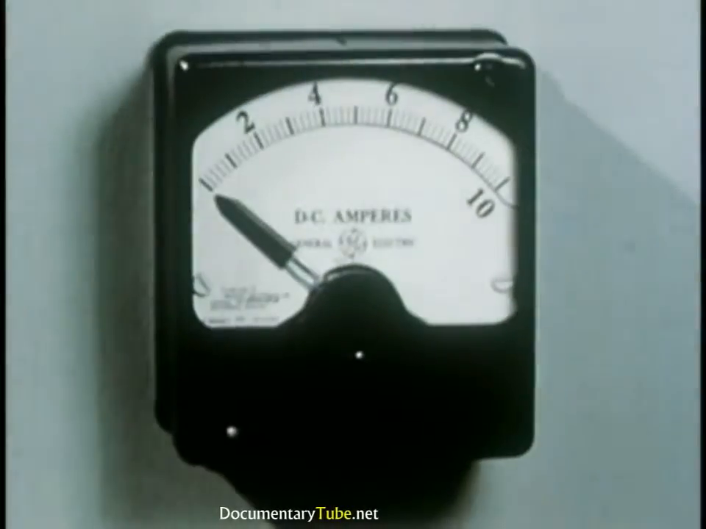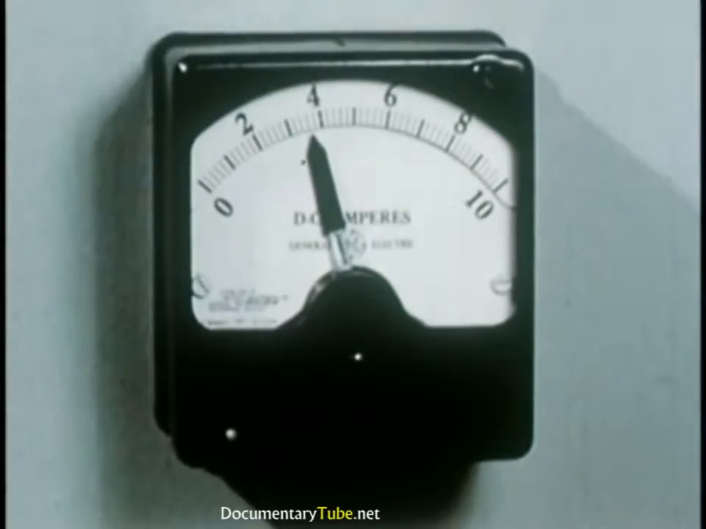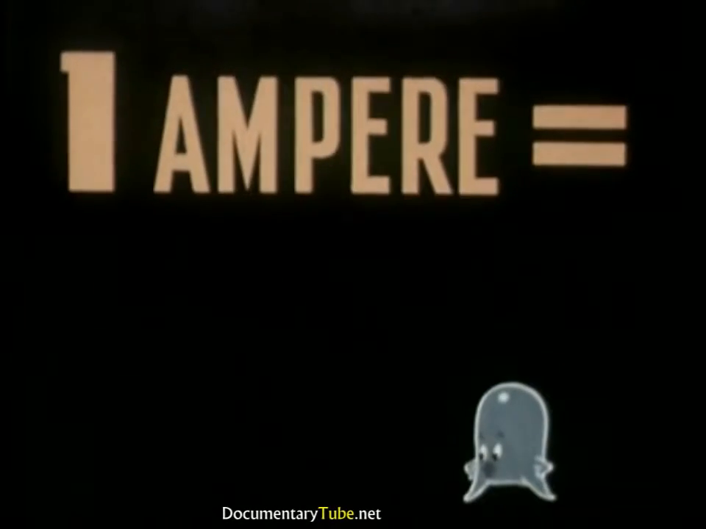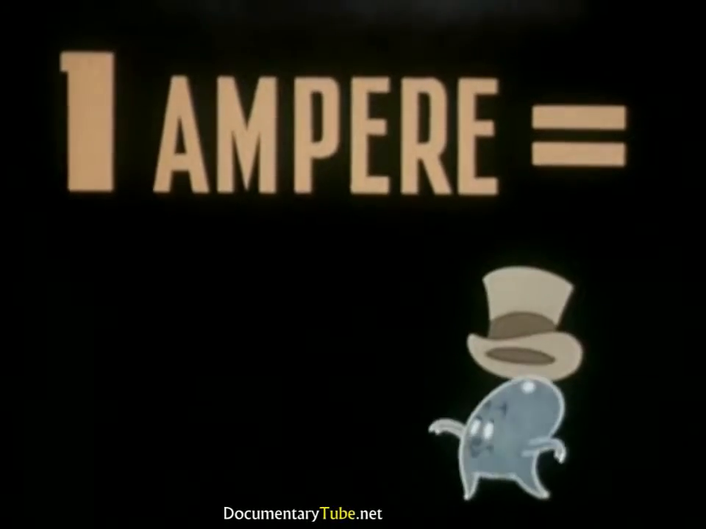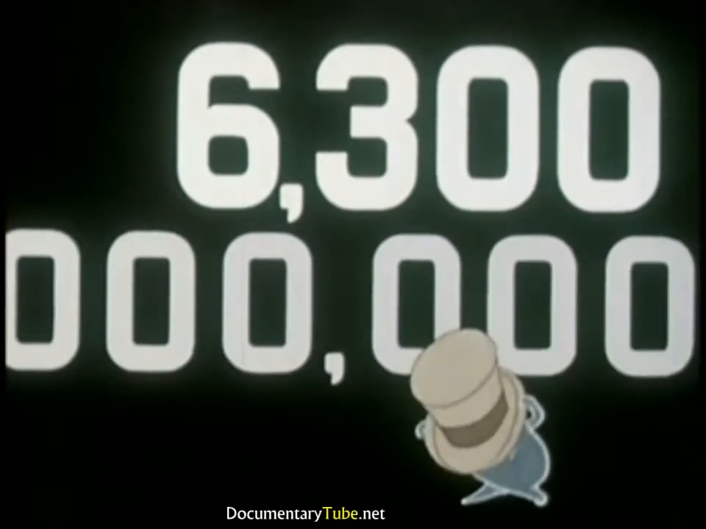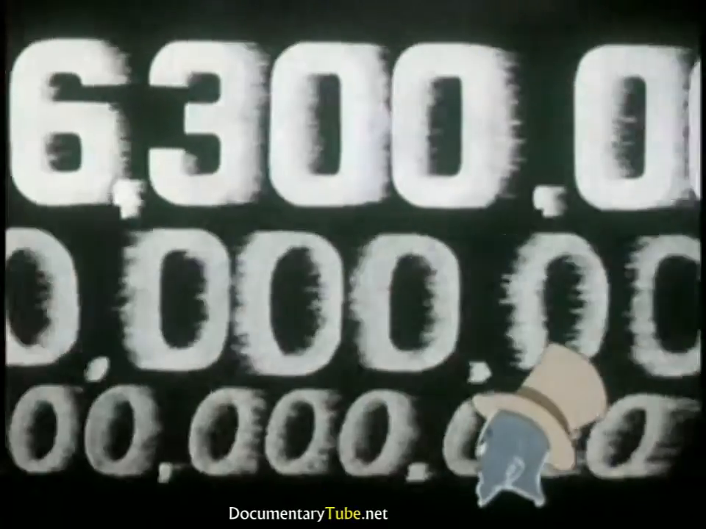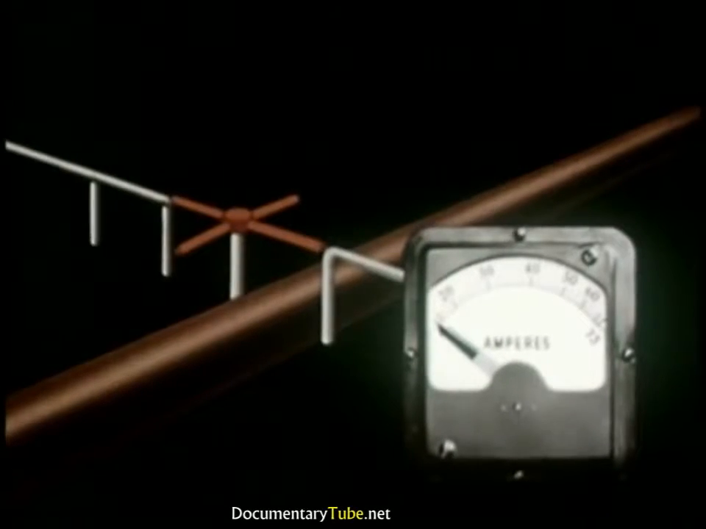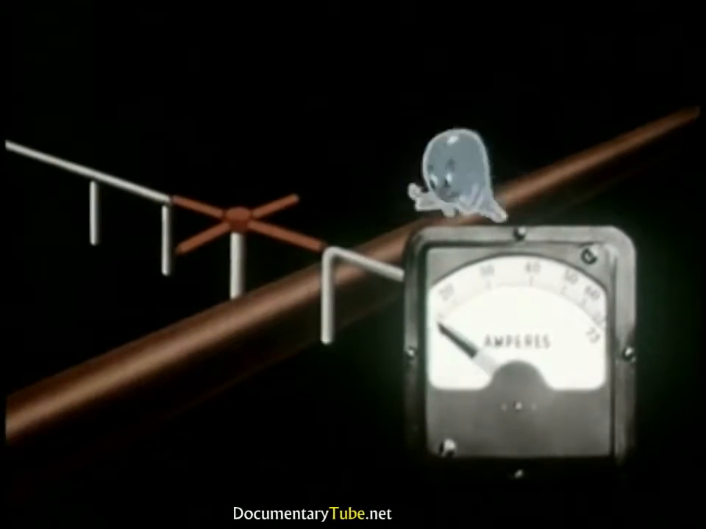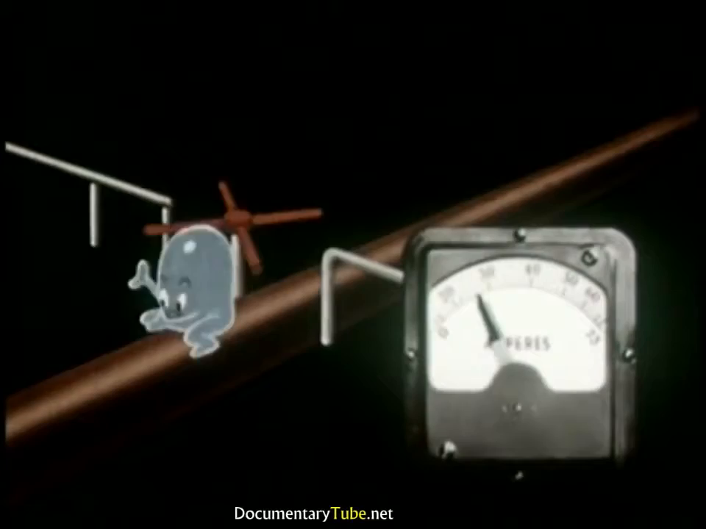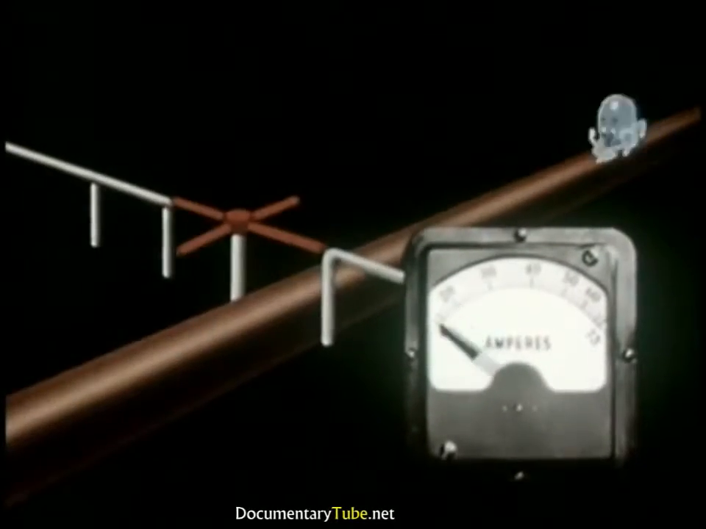The unit of electric current is the ampere. 1 amp, now hold on to your hat, is 6,300,000,000,000,000,000 electrons passing any given point in 1 second. Current, or amperage, then is the number of electrons that pass a given point in a given time.